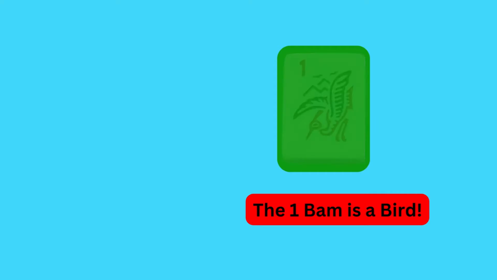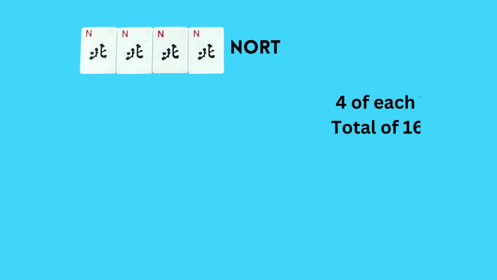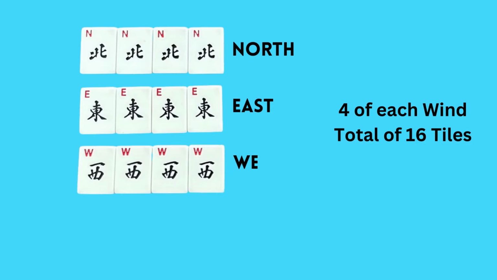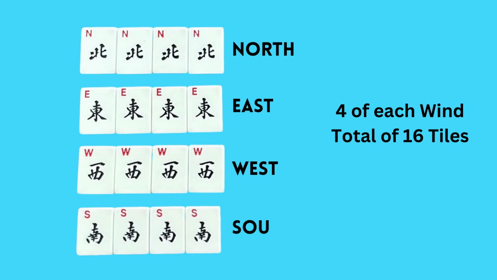Then we have our wind tiles. We have our north winds shown here, and there are 4 of each of these wind tiles. Then we have our east tiles, and there are 4 of each of these wind tiles as well. The next wind tiles are the wests, and there are also 4 of these tiles. Then we move on to the last of our wind tiles, and that is our souths. There are 4 of these as well. We now have 16 in all.